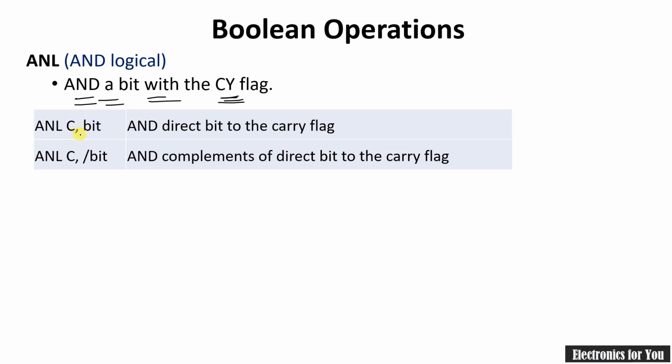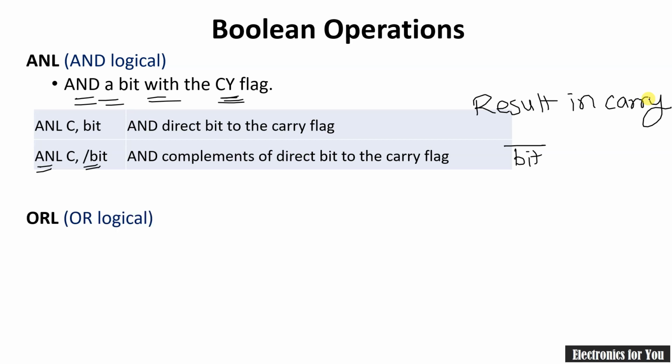Here ANL C comma bit means the carry flag and the indicated bit are ANDed. And ANL C comma slash bit means the bit is first complemented, and then the AND operation takes place, and whatever the result will be is stored in the carry flag. This is the AND instruction.